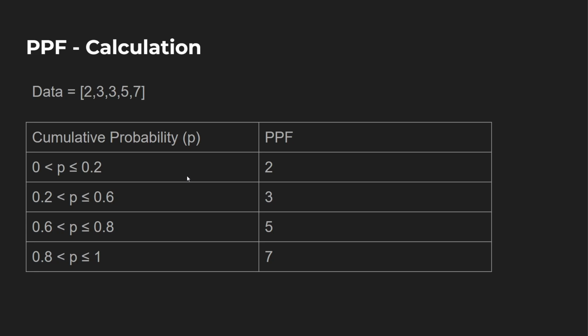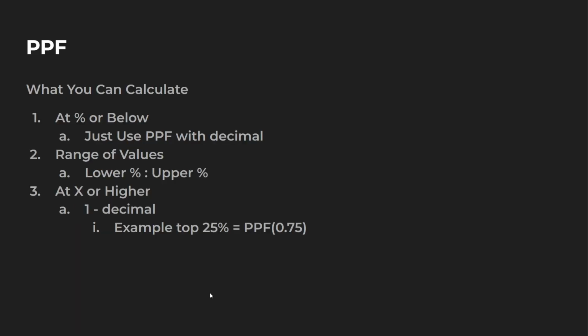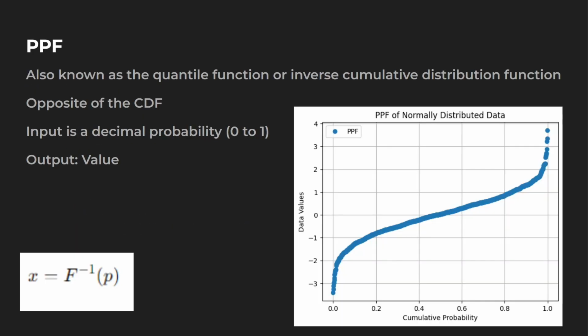If you go to our 3 over here, right? The first 3 values are here, right? 2, 3, and 3. And that's why we can go from anywhere from 0.2 all the way to 0.6. Our 5, right? That is our 4th. So we know 80% of the values are 5 or less, right? And then lastly, 7 is after 5, so 0.8 to 1. So again, opposite of the CDF, just think about it like that. And we're going to go over a bunch of examples in Python right now. So follow along and let's learn.